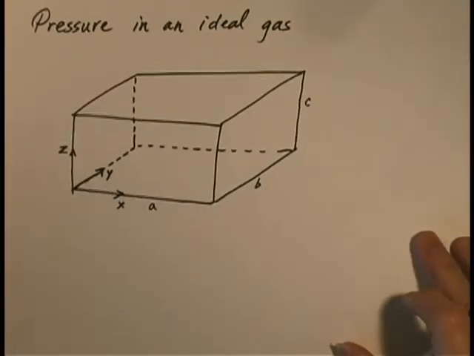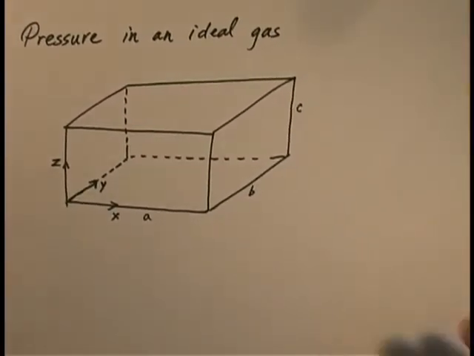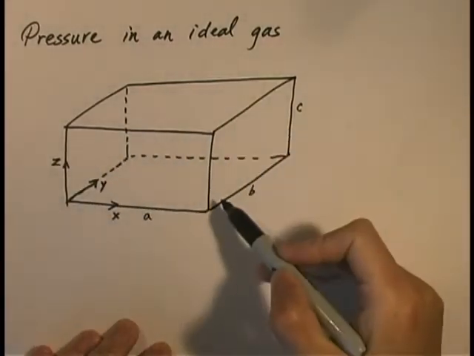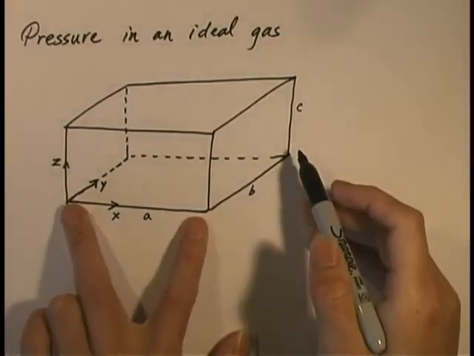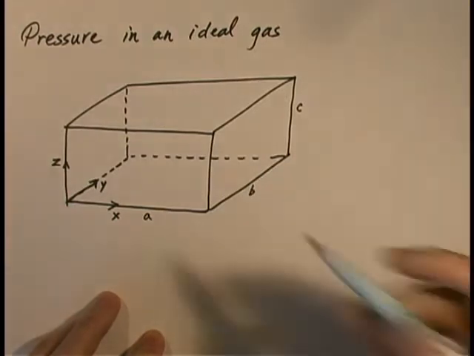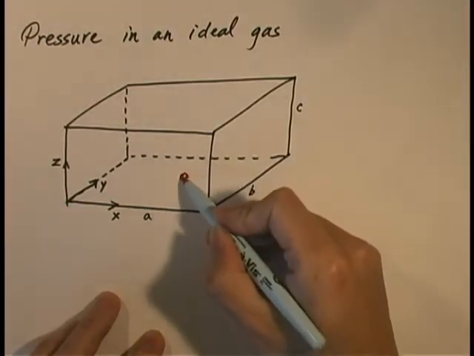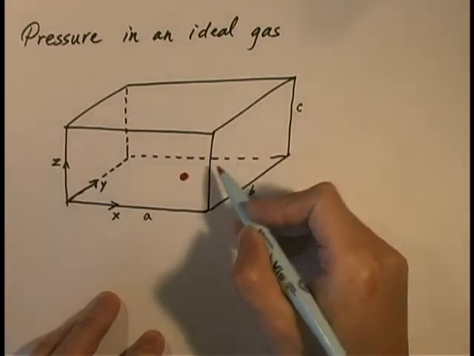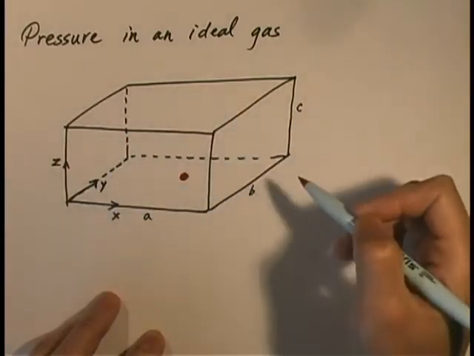So let's look at pressure in an ideal gas. Imagine there is a tank of rectangular shape, okay? It's got 3 dimensions, A, B, and C. It is filled with ideal gas. Here is a typical gas molecule. This gas molecule can collide with each of the 6 faces.